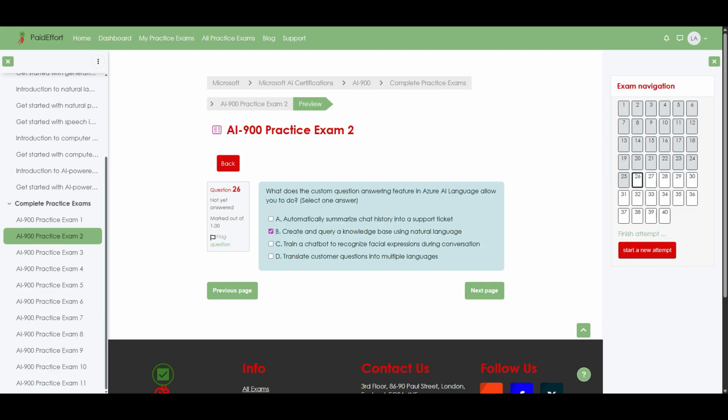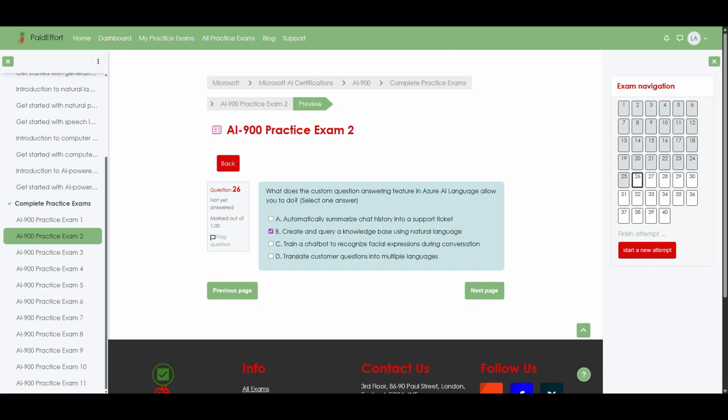The custom question answering feature in Azure AI language enables users to build a knowledge base from documents like FAQs and query it using natural language. In other words, it understands questions phrased in everyday language and retrieves answers directly from that content. Now, why are the others incorrect? First, option A refers to summarization. While Azure does support summarization, it's a separate function from question answering and doesn't involve querying a knowledge base.